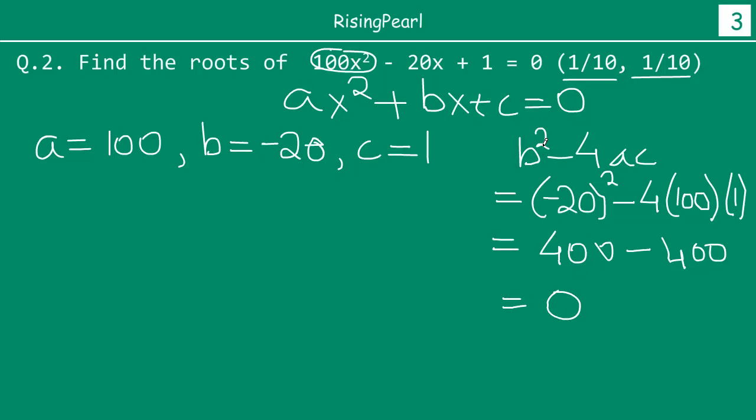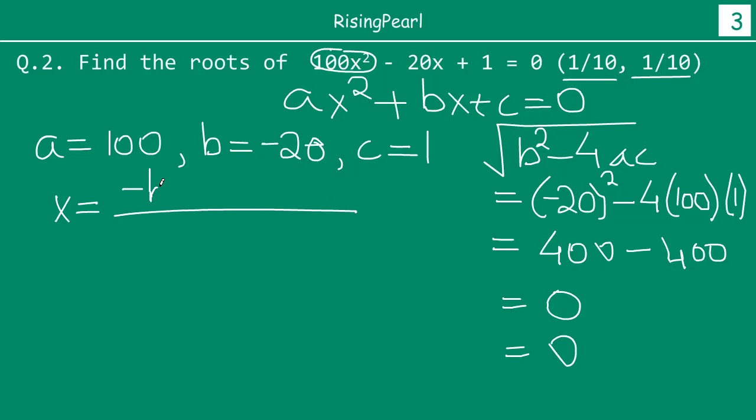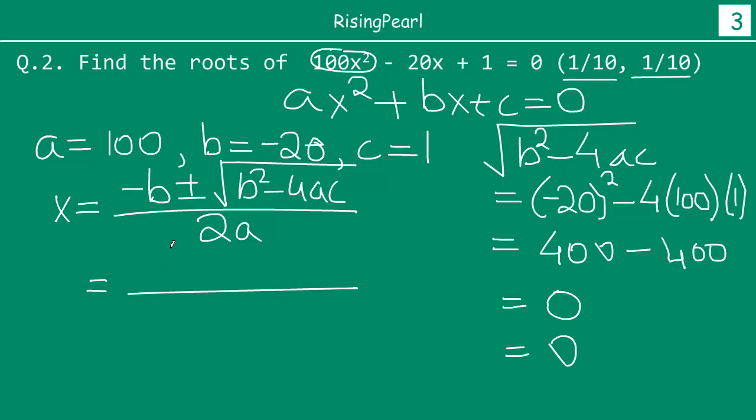So then if b square minus 4ac is 0, then what about the square root of it? The square root will also be equal to 0, because square root of 0 is 0. So now let's write the two roots using the quadratic formula. The value of x will be minus b plus minus square root of b square minus 4ac divided by 2a, which is equal to, let's write the value minus b.